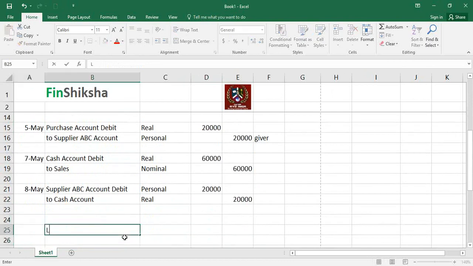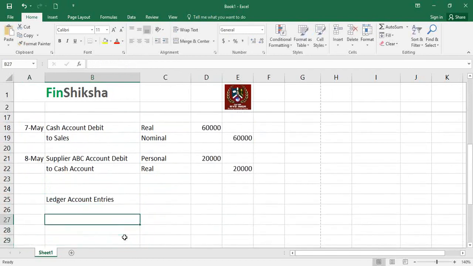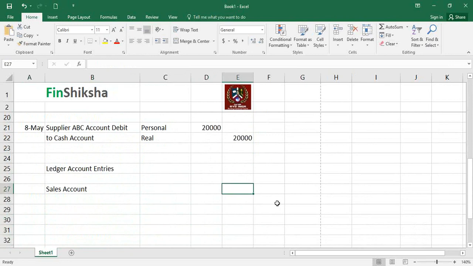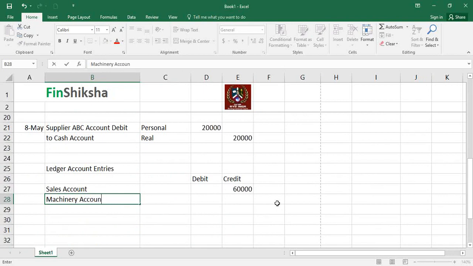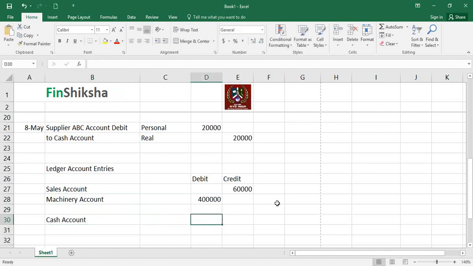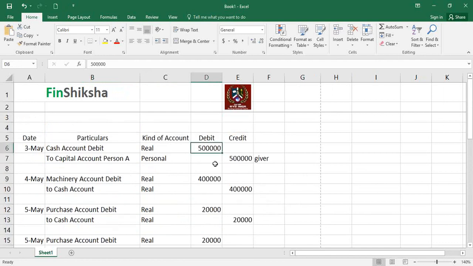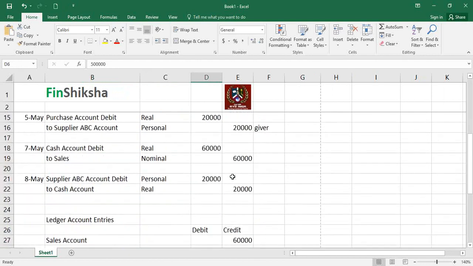Now we can go about making the ledger account entries. So some of the entries are straightforward. So for example, sales account is, you will see a straight 60,000 credit that comes here, and I'm going to put credit here and debit here. Similarly, machinery account is a straight 40,000 debit, right? But if you look at something like the cash account, that's going to have a lot of debit and credit. So initially the cash account starts with a debit here. I'm going to color this so that we know we've used that.